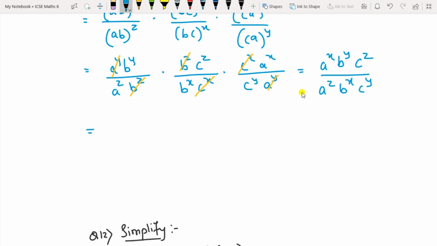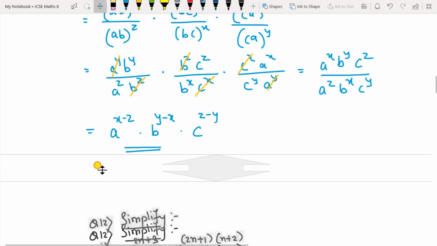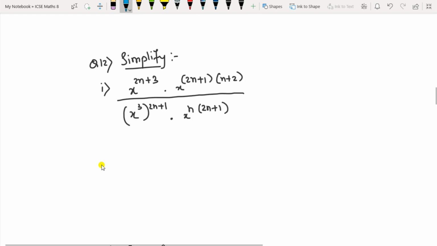So now the powers of the same base get subtracted because it is division, so it becomes a raised to x minus z into b raised to y minus x into c raised to z minus y. So this is the answer. Okay, so now the next one is simplify.